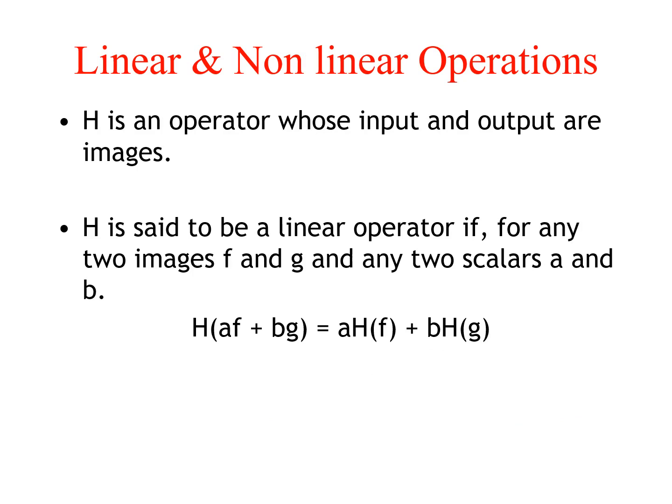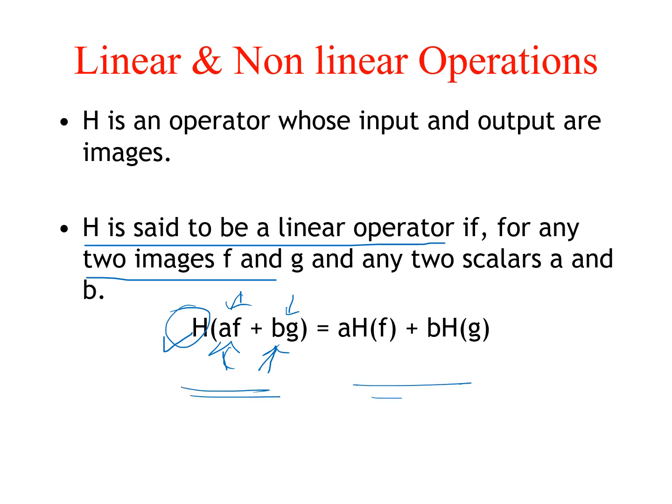Now what are linear and non-linear operations? H is an operator whose input and output are images. So H is any operation. H is said to be a linear operator if for any two images this condition is satisfied. So what is this? A and B are scalar values, any constants, and F and G are the images. These are images and these are the scalar constants, and this is the operation. Any operation. So what we are saying, if this left hand side is equal to right hand side, then only we can say that H is a linear operation.